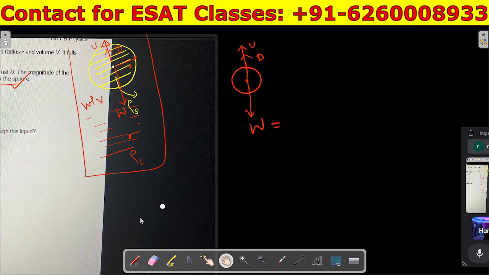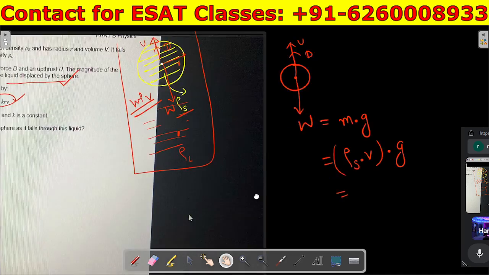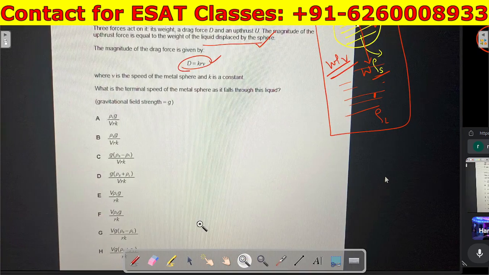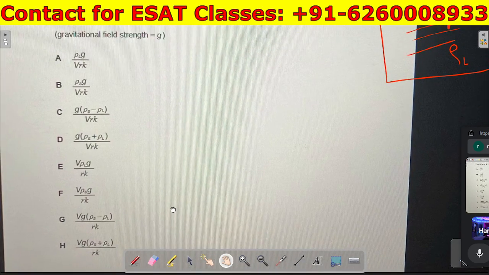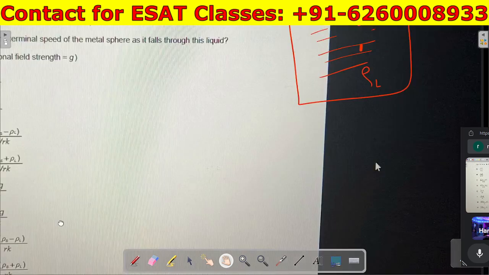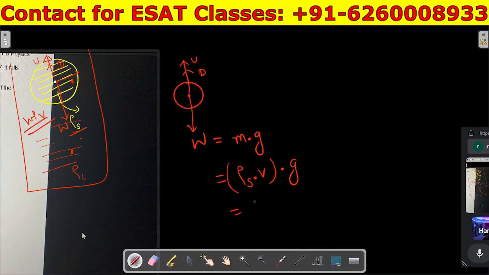How can we find the weight? That is m times g. Now, how can we find the mass? Mass is density into volume, right? Density of solid is rho s, so I should write rho s into v into g. Volume is given directly as v. Otherwise, we can write it in terms of r as well. But I think it's better to keep it in v only. So this is the weight, that is rho s v into g.